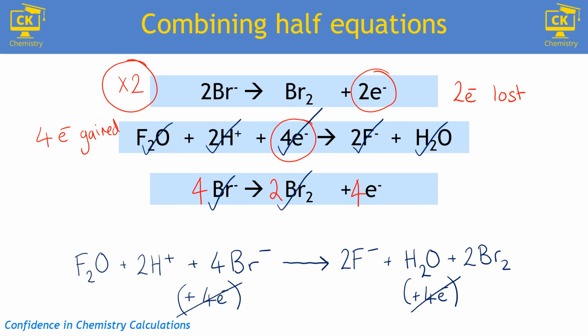I can check that everything adds up. So on the left hand side I have 2 pluses from my H plus and 4 minuses from my bromide, which gives me a total of 2 minus. And on the right hand side I have 2 minuses from my 2F minus, which gives me a total of 2 minus. So that's fully balanced. Even though I'd never seen that equation before, all I've got to do is balance the electrons. You'll do more of that in the redox topic.